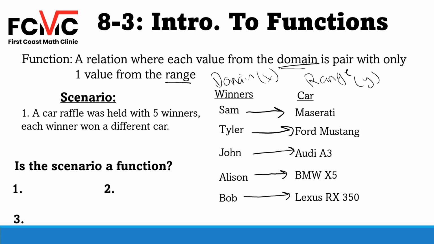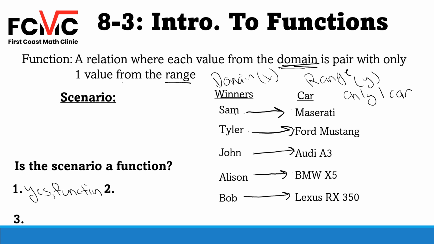So if we're looking at this relation, is each value in the domain, our winners, paired with only one value in the range? So does each person have access to only one car? That's basically what we're asking. And the answer is yes. Each person has access to only one car. Sam only has the Maserati, Tyler only has the Ford, John the Audi, Allison the BMW, and Bob the Lexus. So for scenario 1, yes, this is a function.